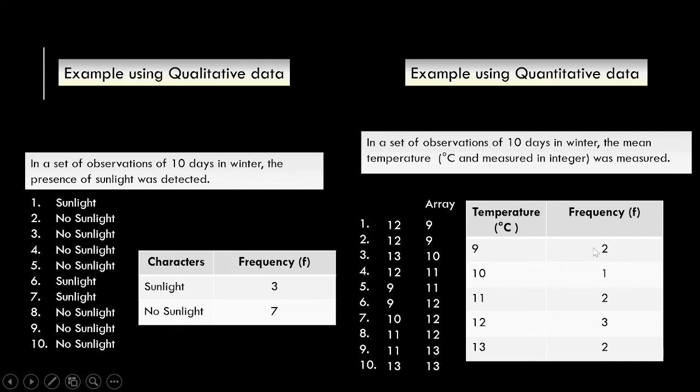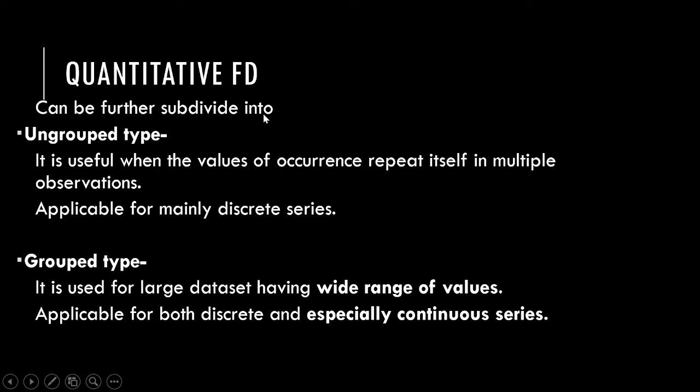The quantitative frequency distribution can be further divided into ungrouped type and grouped type. The ungrouped type of frequency distribution is useful when the values repeat themselves in multiple observations, and this has application mainly in the discrete series. Whereas the grouped type of quantitative distribution is useful for a large data set having a wide range of values, and it has shown application for both discrete and continuous series.